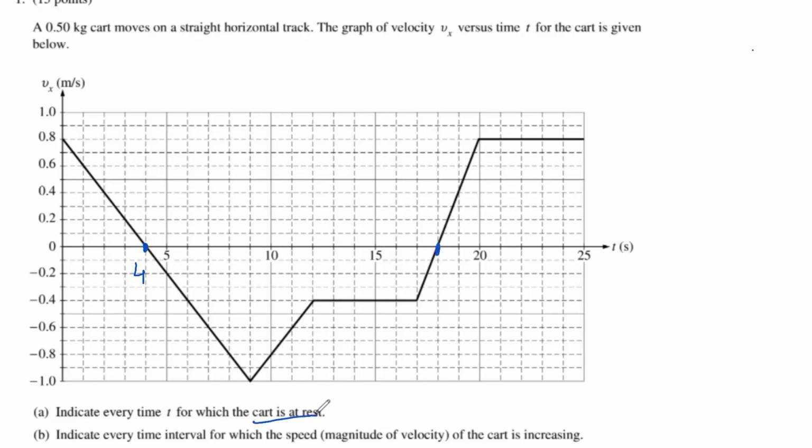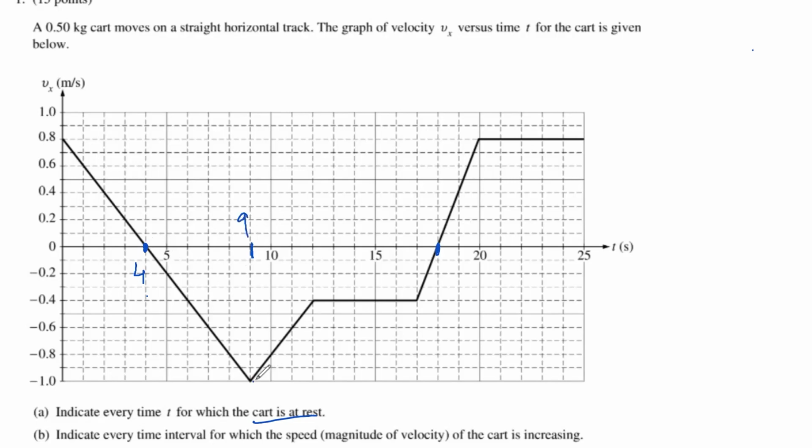B part is indicate every time interval for which the speed of the cart is increasing. So see, if we check the graph from the beginning, its initial speed is 0.8, and then it starts decreasing. It decreases to 0 up to 4 seconds, and then it starts increasing again. After that, it starts increasing in the opposite direction. So that means from 4 to 9, this is 9.